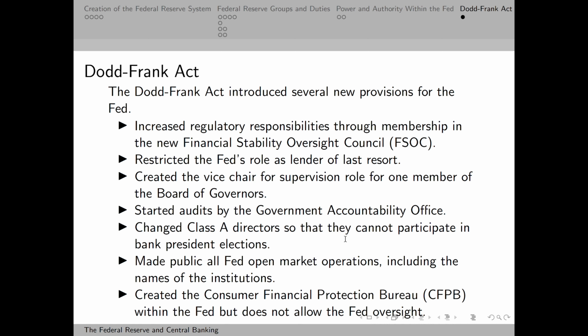Additionally, they made public all Fed open market operations, including even the names of these institutions. So, if you were interested, you could go up anytime and see what the Federal Reserve is doing in the open market. They also created the Consumer Financial Protection Bureau, which exists within the Federal Reserve. It's in the same building, but it actually does not allow the Fed direct oversight. So even though the Fed gives the budget to the CFPB, it has no oversight or directives from the Fed. It exists completely autonomous.